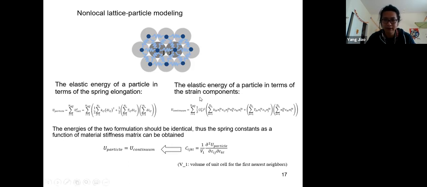So we can easily write down the elastic energy for the continuum system. And equally, we can write down the elastic energy for the spring network model using the spring constants that we define in the system.